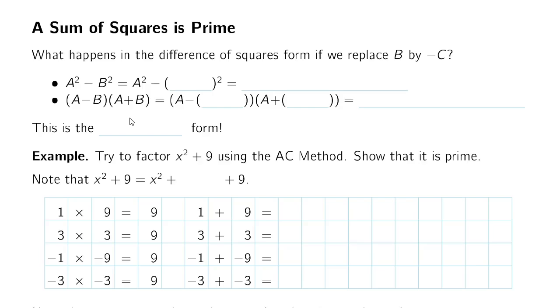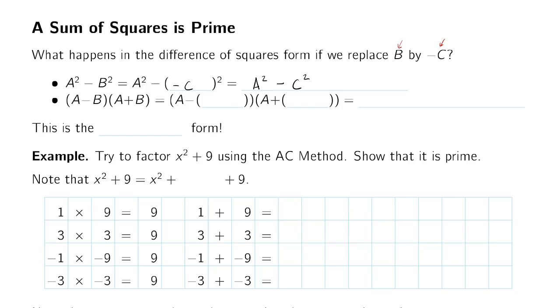Let's replace just this b, which we can think of as something positive, by something negative. So a squared minus b squared is a squared minus negative c squared. But if I take negative c and square it, negative times a negative is positive. I'm going to be left with a squared minus c squared. I'm not sure I like that.